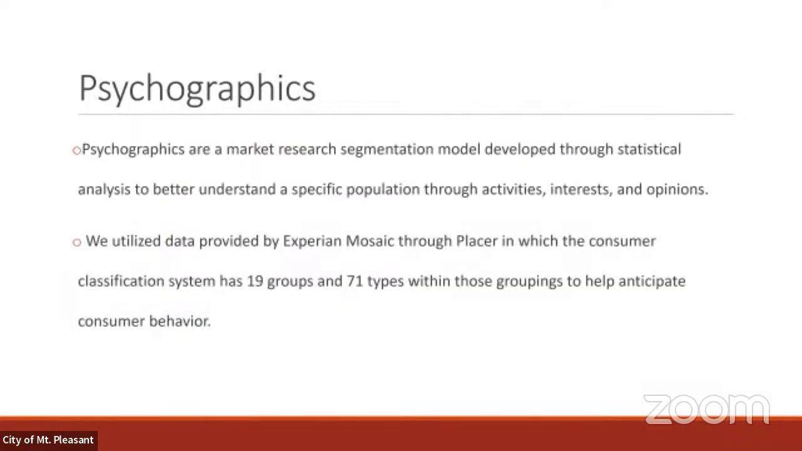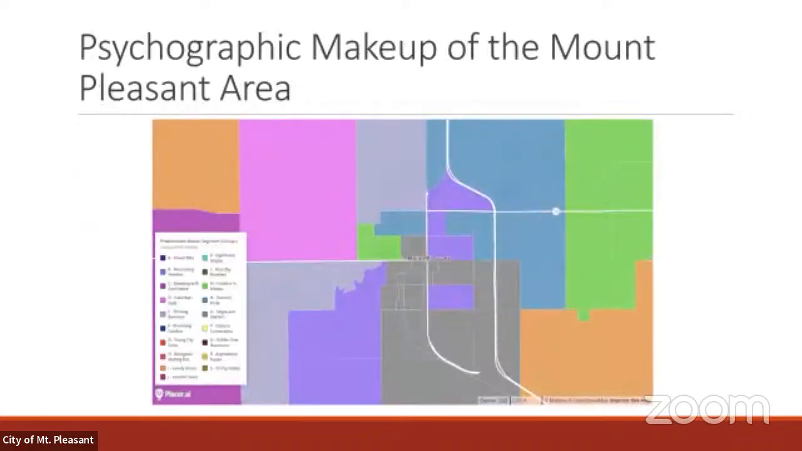So now we're going to jump into psychographics. Psychographics are a market segmentation model, developed through statistical analysis, meant to give you the ability to anticipate consumers' opinions, activities, and interests. And we utilized third-party data given to us through Placer that's provided through Experian, and they refer to their program specifically as Experian Mosaic. So when we're looking at the Mount Pleasant area, the surface area covered doesn't indicate the amount of people that make up that psychographic dimension. It's showing just the surface area covered in general. So that's not by numbers, it's by area.